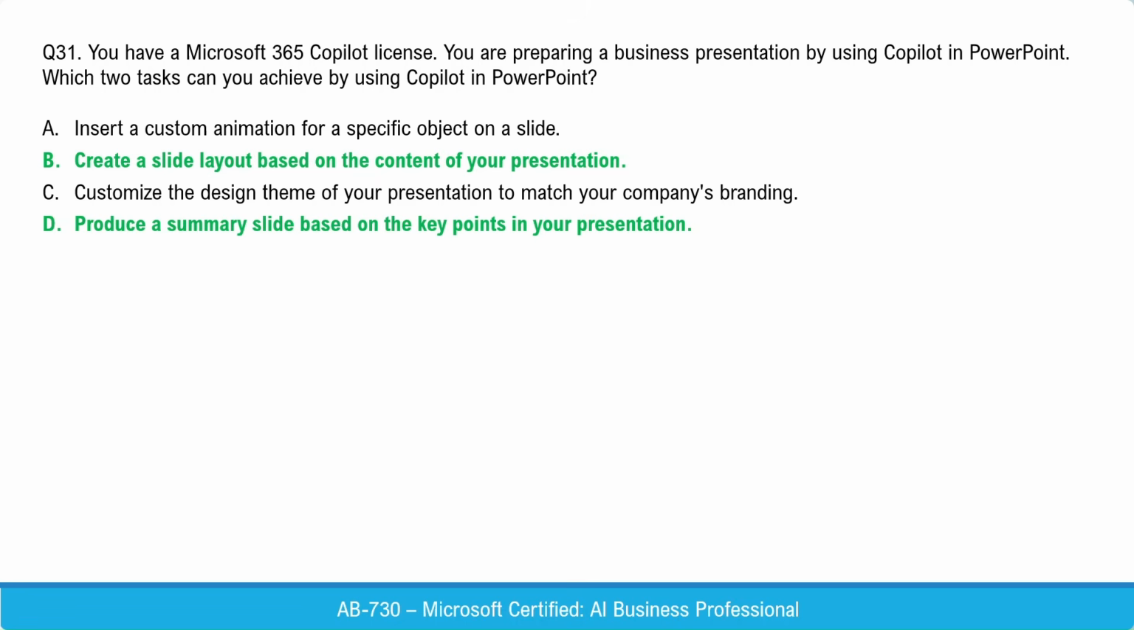Option A talks about inserting custom animation for specific objects. This is a detailed design task and is not handled by Copilot. Option C is about customizing the design theme to match company branding. While PowerPoint supports themes, Copilot does not automatically apply or create custom branding. So the correct answers are option B and option D.